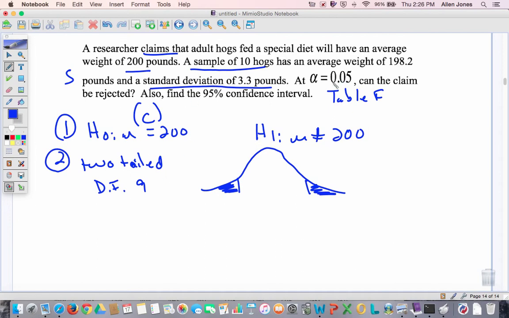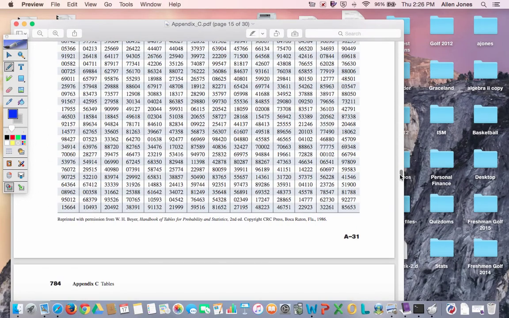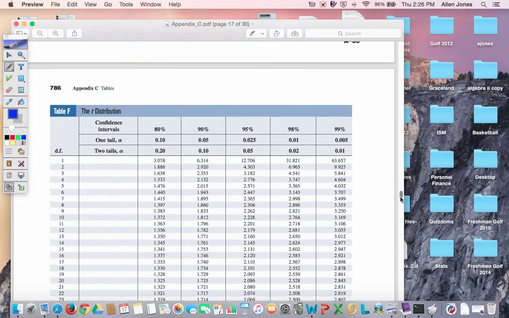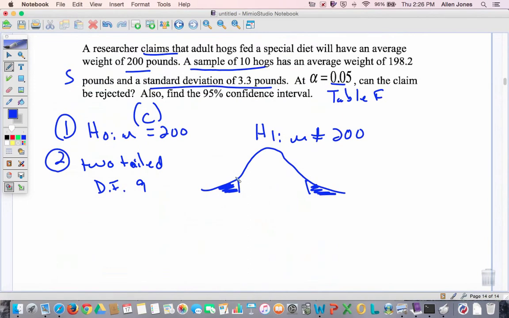We'll go ahead and go to our table, 0.05 and a two-tailed test. Notice we're using table F here. So let's scroll down to table F. Two-tailed, and we had 9 degrees of freedom at a two-tailed of 0.05, and that is 2.262. There's our two critical values, a positive and negative version of that. So I put negative 2.262 on this side and 2.262 on this side, just marking that 0 falls down the middle.